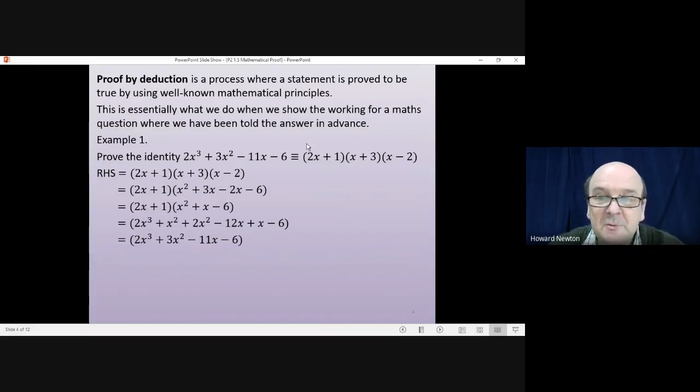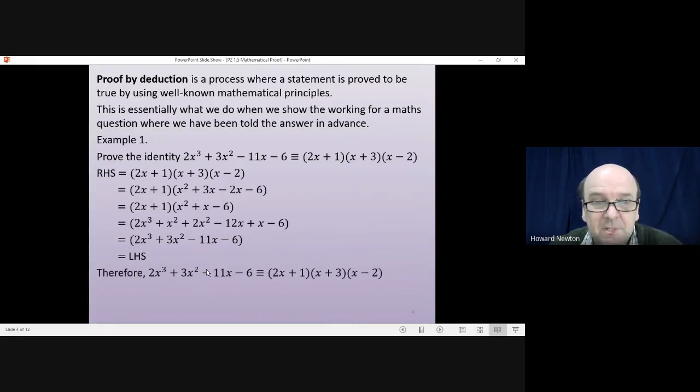Now, I started with the right-hand side, and I've worked at it, and I've manipulated it, and I've ended up with what I've got on the left-hand side. So I started with the right-hand side, and I've proved that it's equal to the left-hand side. If you have an identity to prove, that's the way you should write it down. And at that point, we've finished the question, but you should just include one more line, which is a statement that we have proved what we've been asked to prove. So therefore, this does equal this, or is identical to this.